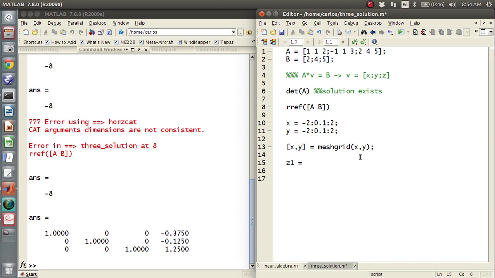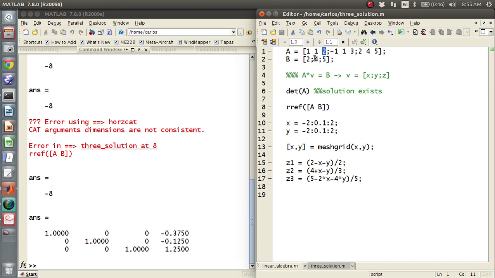So I'm going to have Z1 is 2 minus X minus Y over 2. Then I'm going to have Z2 is 4 plus X minus Y over 3. And then Z3 is 5 minus 2 times X minus 4 times Y over 5. And how did I get those? Those are from the coefficients here. So 2 is this guy, minus X, which is here, minus Y, which is 1, and then divided by 2.